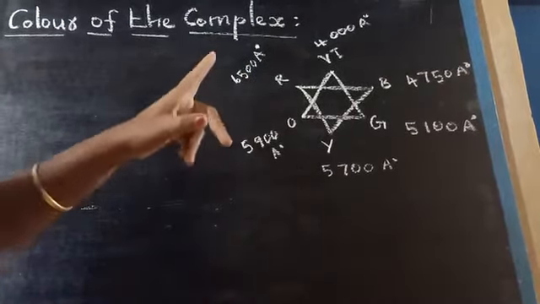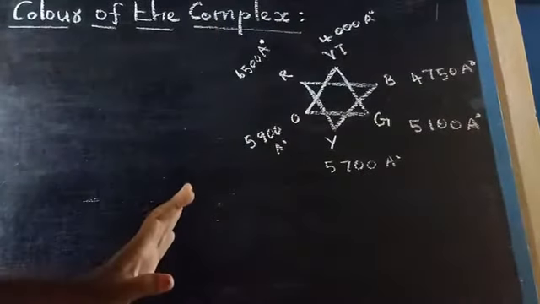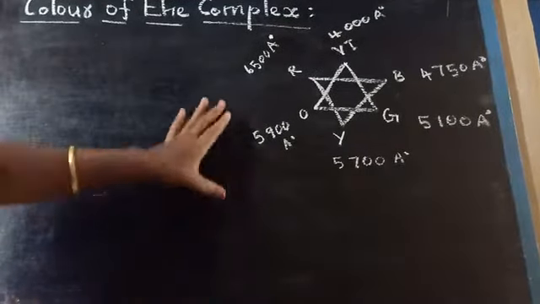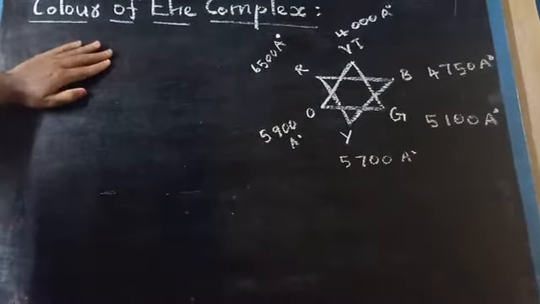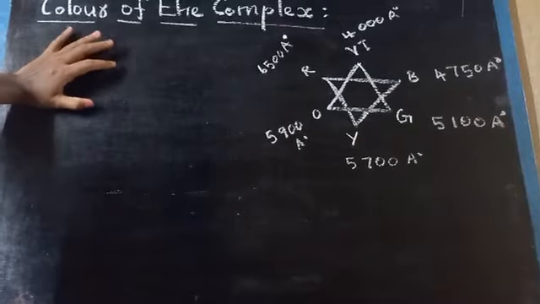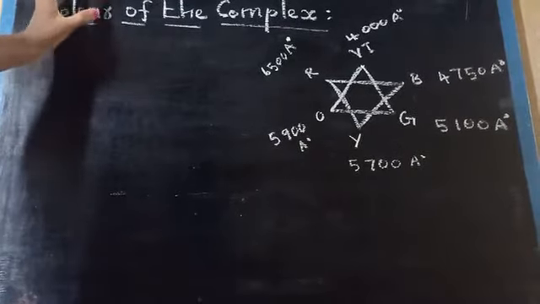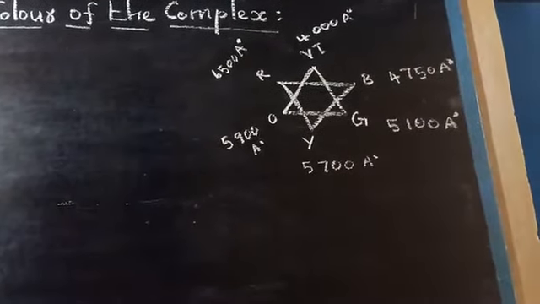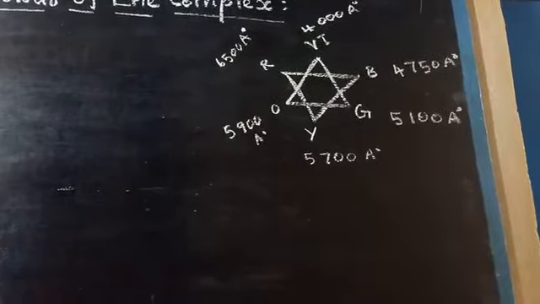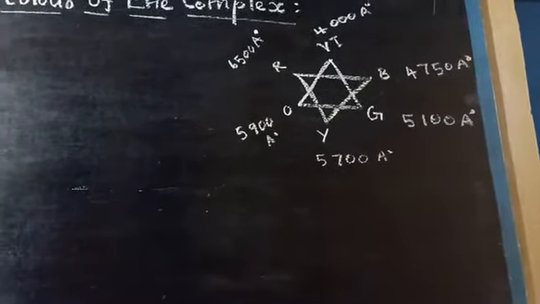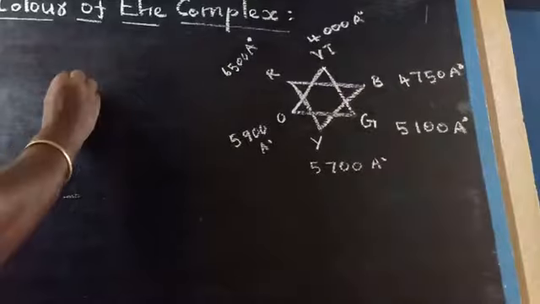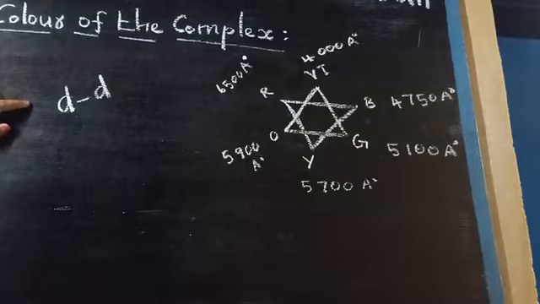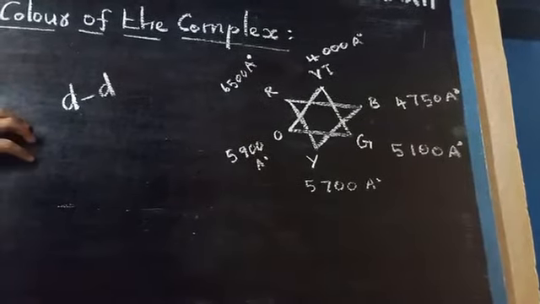Angstrom is 10 power minus 10 meter. Nanometer means 10 power minus 9 meter. You know this very well. Now I am writing one example and explaining how the substance is a colored complex. The main reason here involves the d-d transition. Due to d-d transition, the substances are colored.